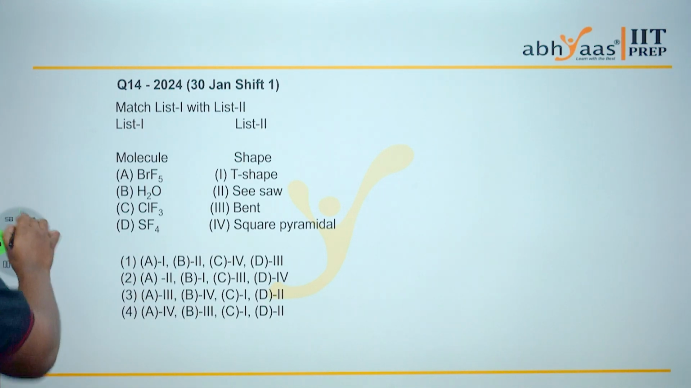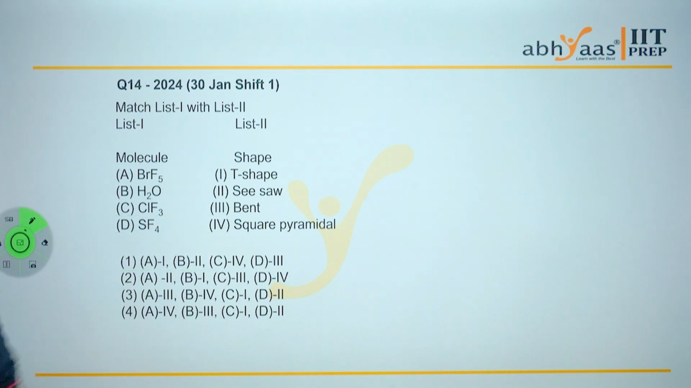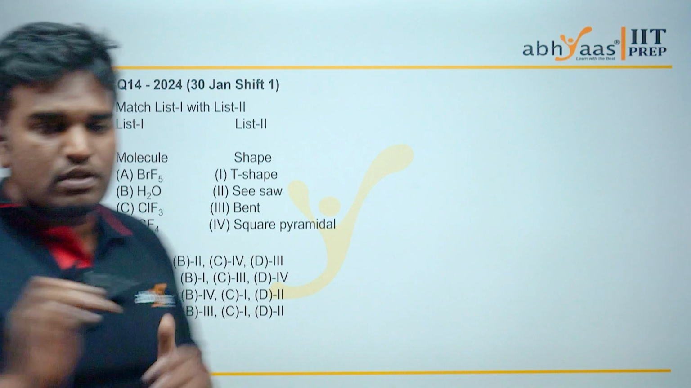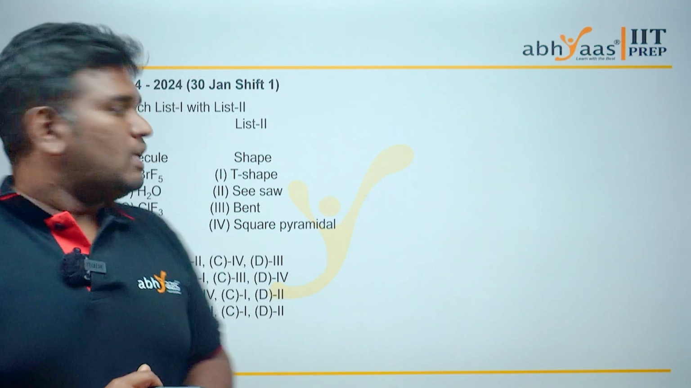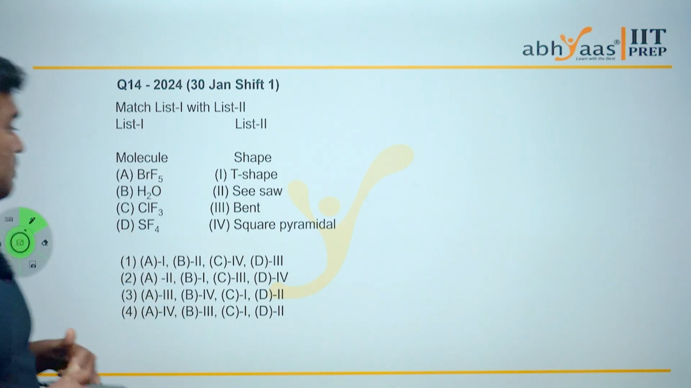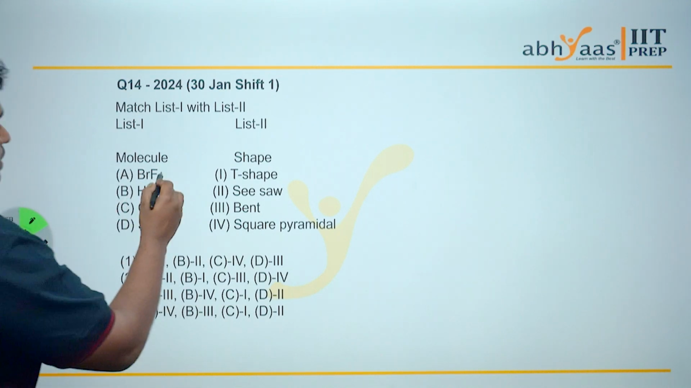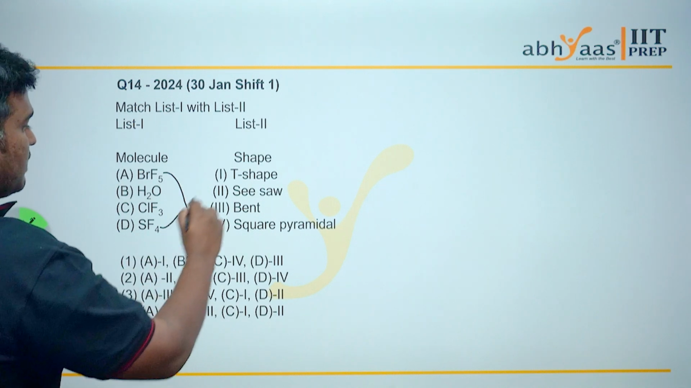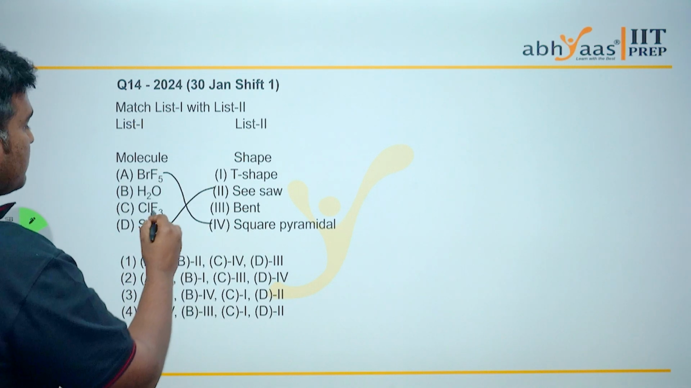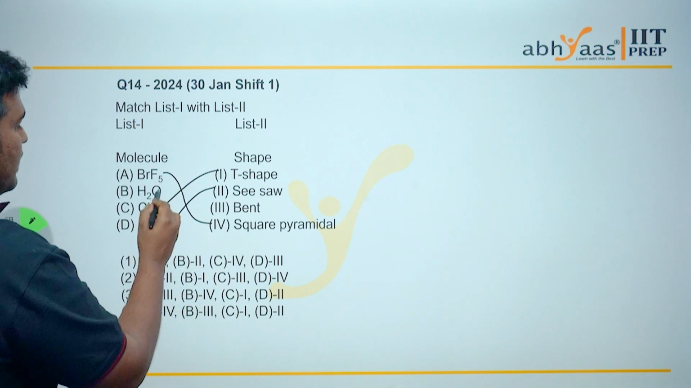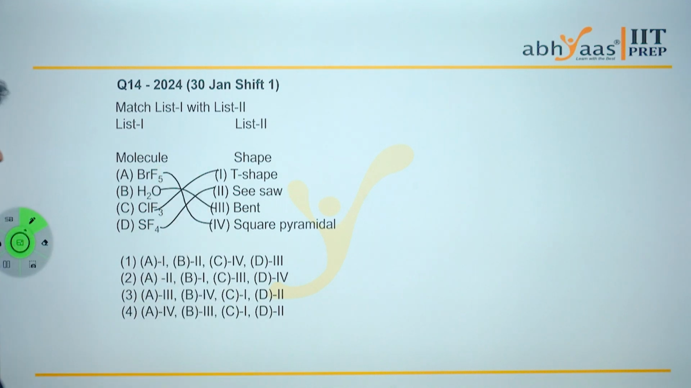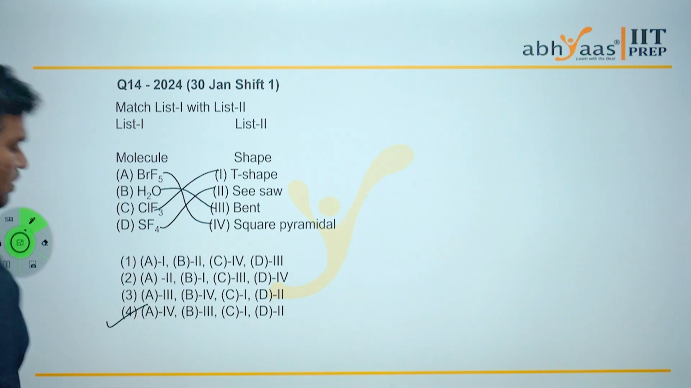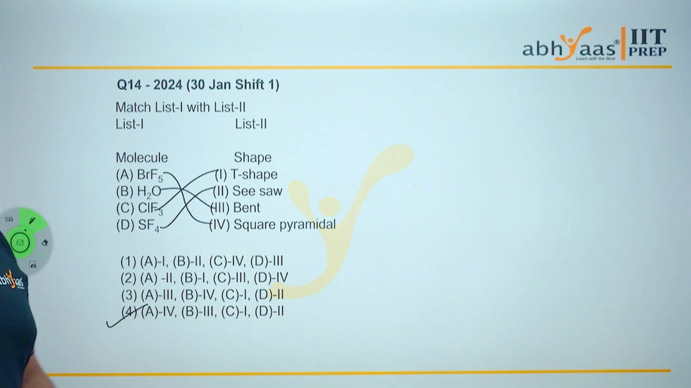Now, it's a matrix based question. So we can see already we have drawn the structure of certain compounds. So those particular compounds are repeated again. So BrF5 will be having a square pyramidal shape. SF4 will be having a seesaw shape. ClF3 will be having T shape, and H2O will be having bent shape. So we can see that A will be going for 4. So there is only one option with A, 4. So the 4th one will be the right answer here.